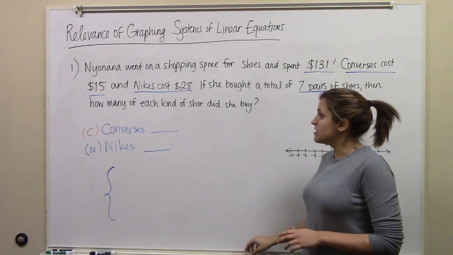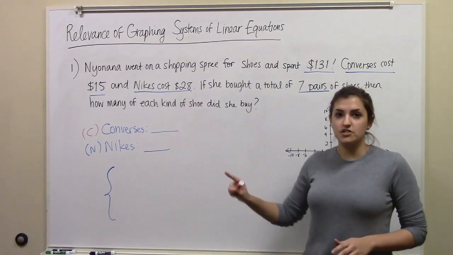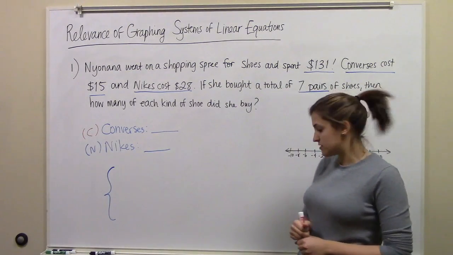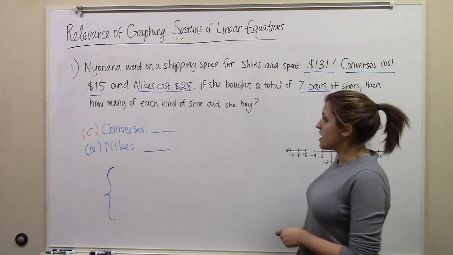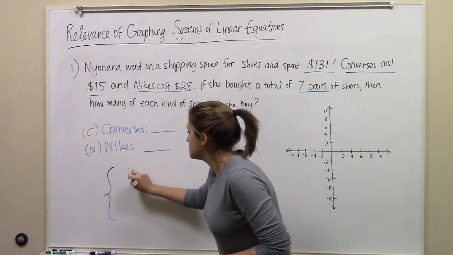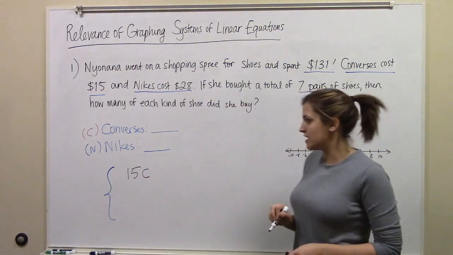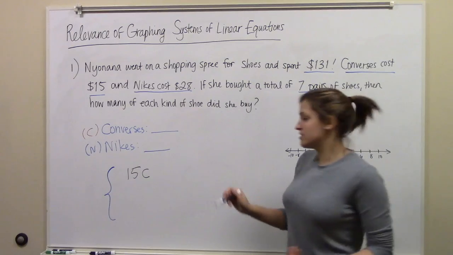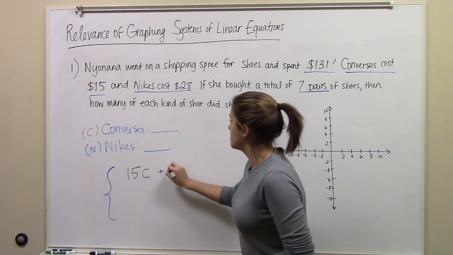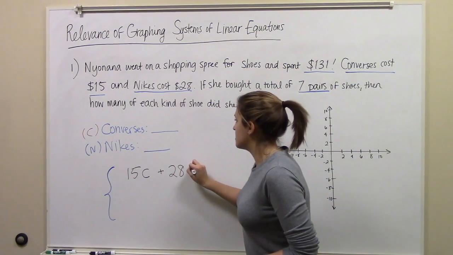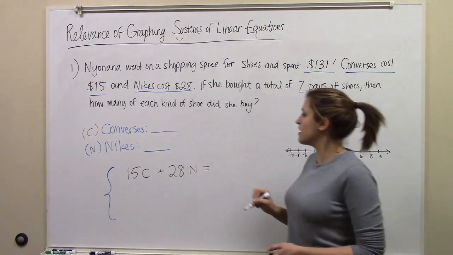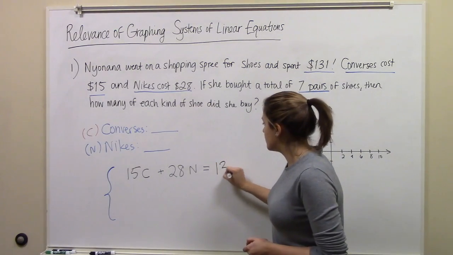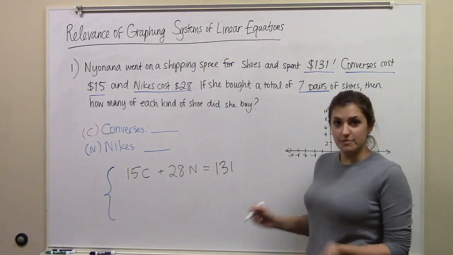So let's first look at the cost. Well, we know that Converses cost $15 a pair, and we identified a variable for the number of pairs. So we can use that. We can say $15 times however many pairs of Converses she buys, plus the cost of Nikes times the number of pairs that she buys of those. So 28 times N should add up to the total amount of money that she spends. So it should be equal to 131, and that's my first equation.